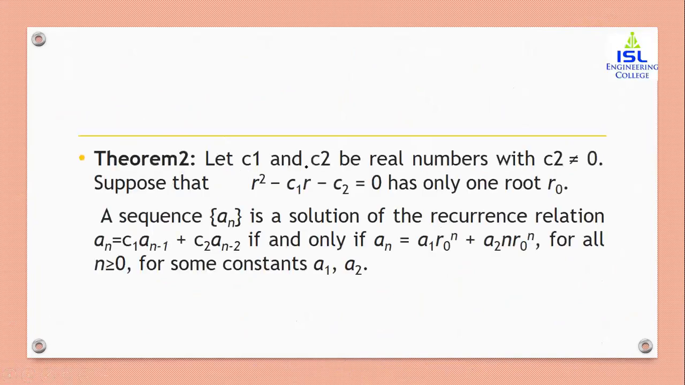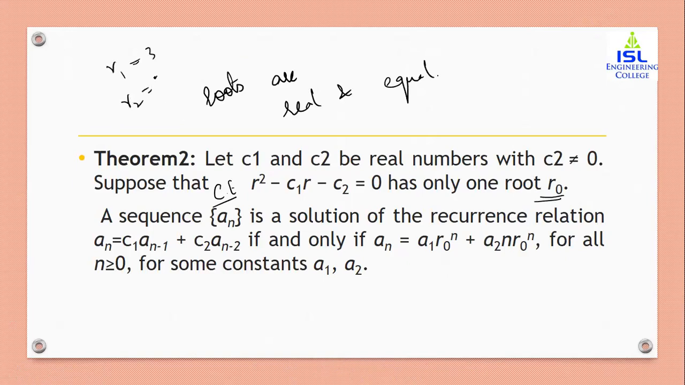So this is Theorem 2. Let C1 and C2 be real numbers with C2 not equal to 0. Now suppose that we have our recurrence relation's characteristic equation in this form: r square minus C1 r minus C2 is equal to 0, and it has only one root. That is, your roots are real and equal. We have equal roots.